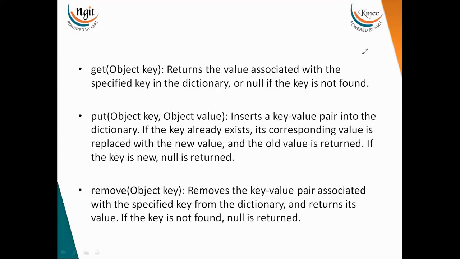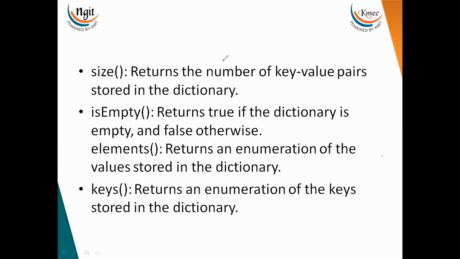These are all the different methods which are there in the Dictionary class. get is the method used to get the value associated with that particular key, and put is used to insert the key and value, right? remove is used to remove an element from the dictionary, and you have three more methods. The size method is used to find how many elements are stored in that dictionary. isEmpty finds whether the dictionary is empty or not. If it is empty, it returns true, otherwise it returns false.